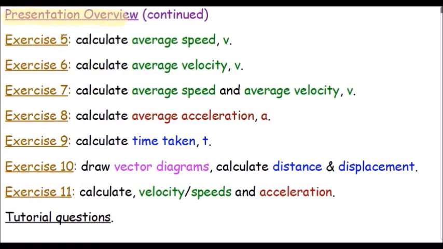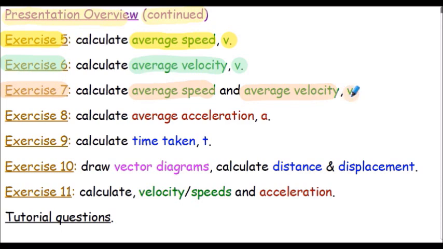Presentation overview continued. Now we have an array of exercises to attempt. Exercise 5, we have to calculate the average speed, symbol V. Exercise 6, we have to calculate the average velocity, also symbol V. Exercise 7, we calculate both the average speed and the average velocity, symbol V. Exercise 8, we calculate the average acceleration for a given problem, symbol A. Exercise 9, we calculate the time taken, lowercase t.